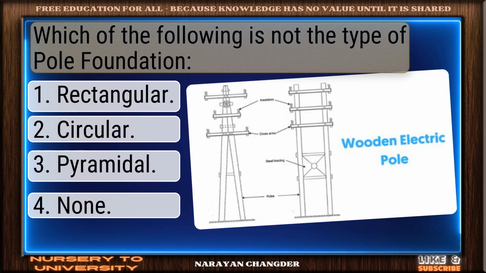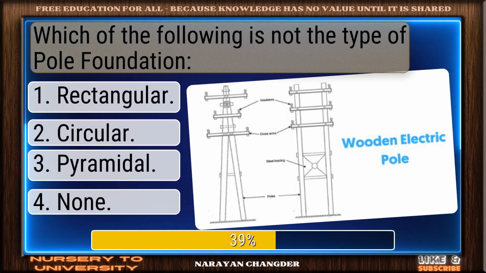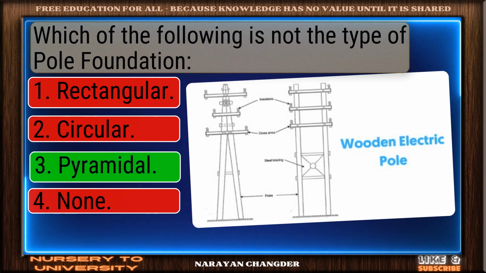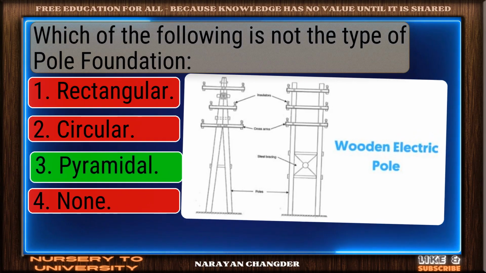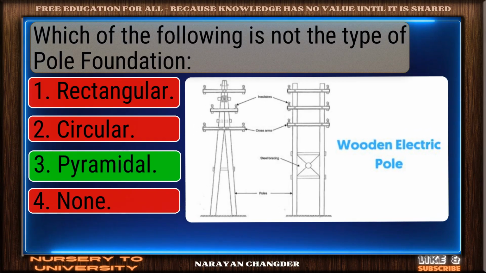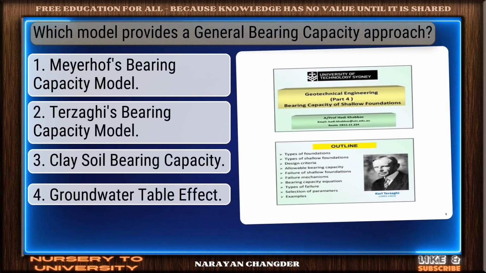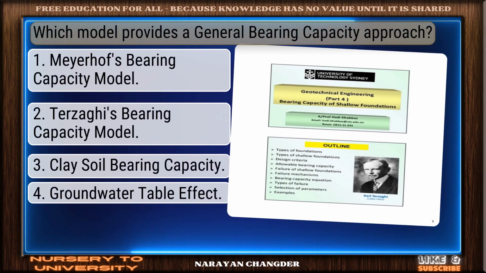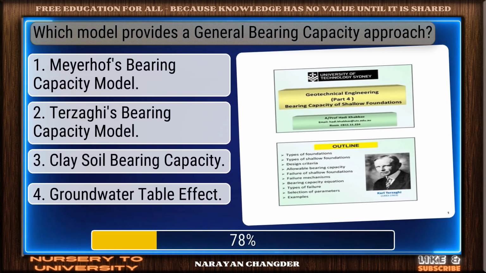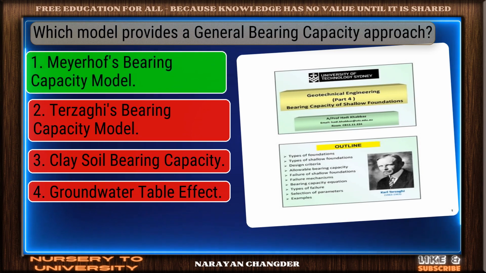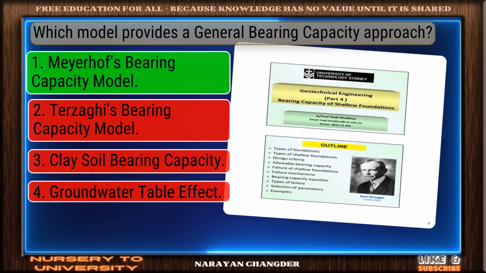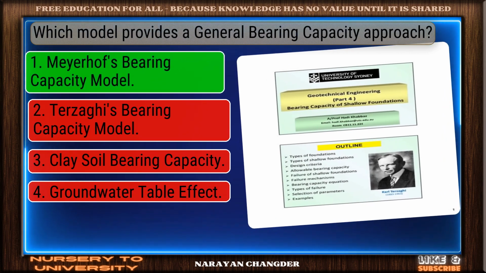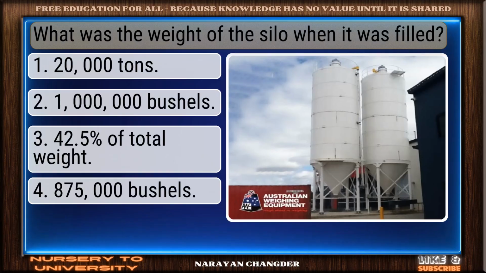Which of the following is not the type of pole foundation? You chose pyramidal, and it is correct. Which model provides a general bearing capacity approach? Correct response. Meyerhoff's bearing capacity model is the most accurate answer.